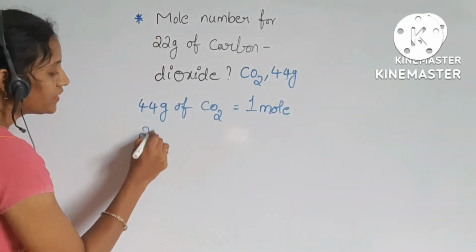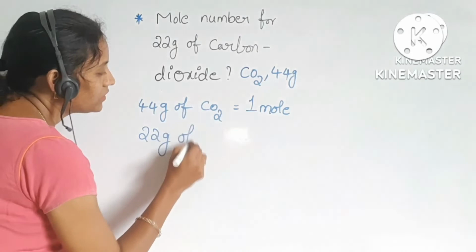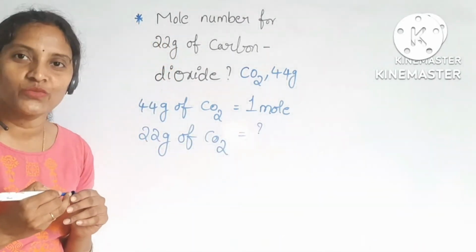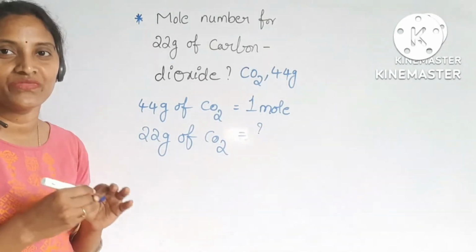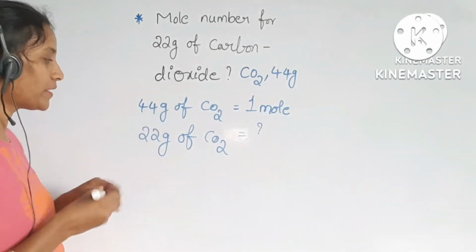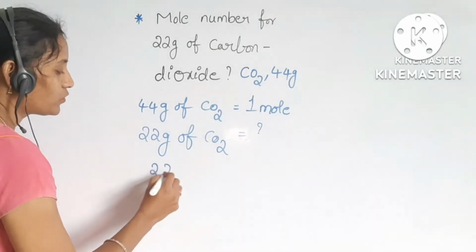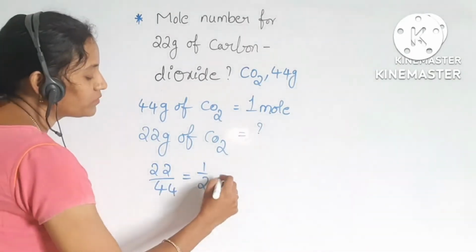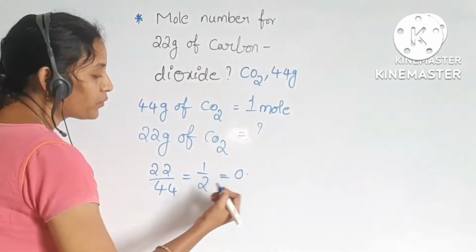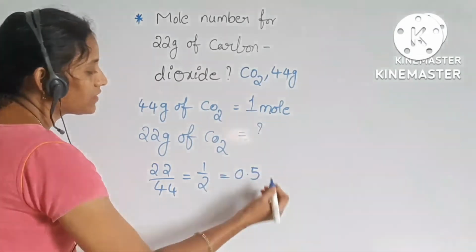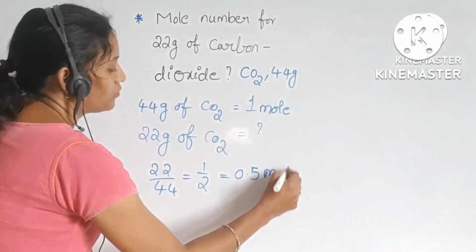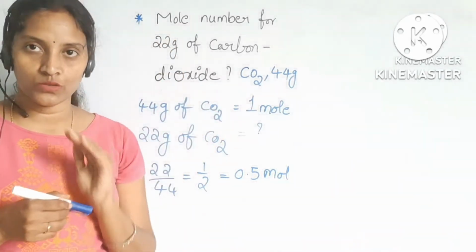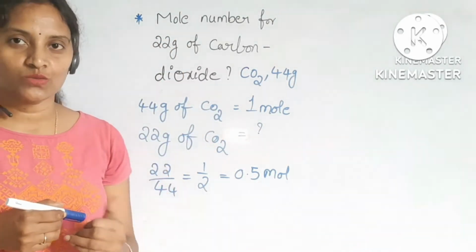Then 22 grams of carbon dioxide is equal to how many moles? You have to calculate. Same old story, cross multiplication. 22 divided by 44 will give you 1 by 2, which means 0.5. This is the 0.5 mole. Nothing but, see, 44 grams is equal to 1 mole, so 22 grams is equal to 0.5 mole.